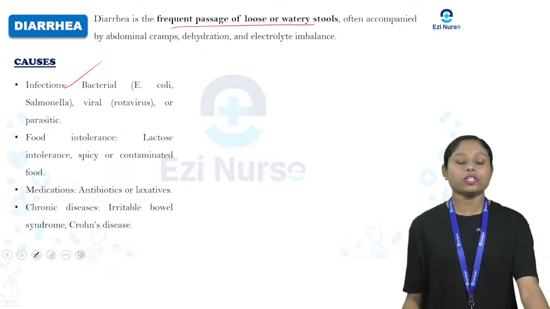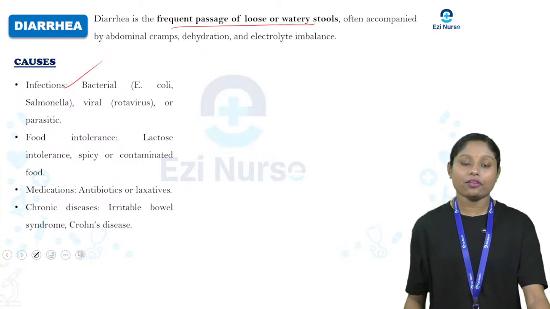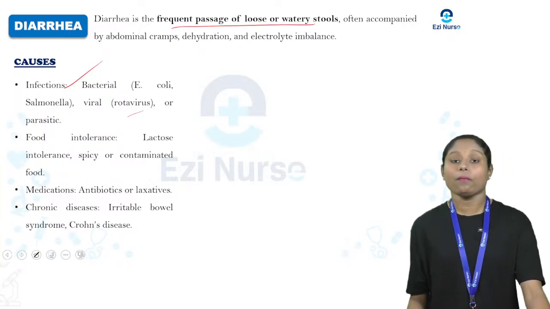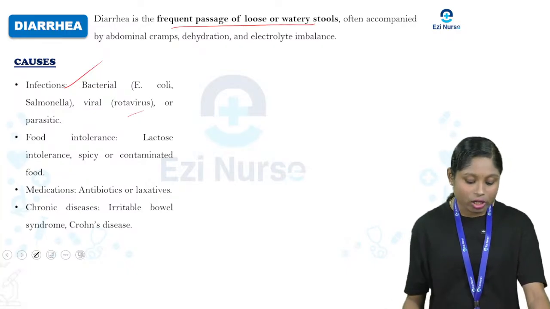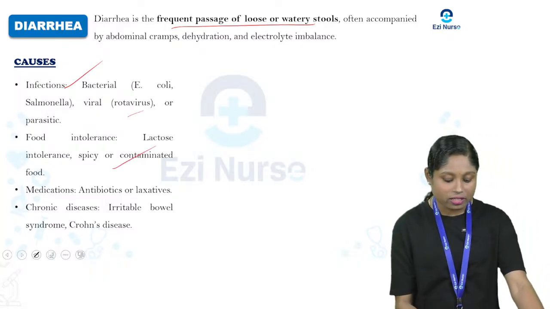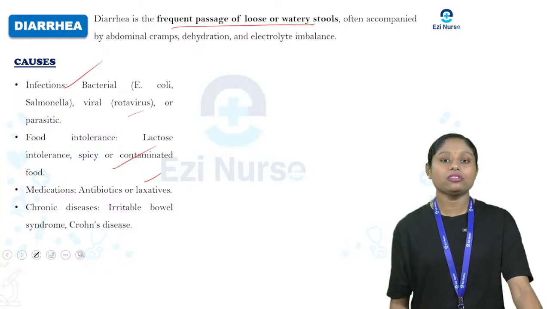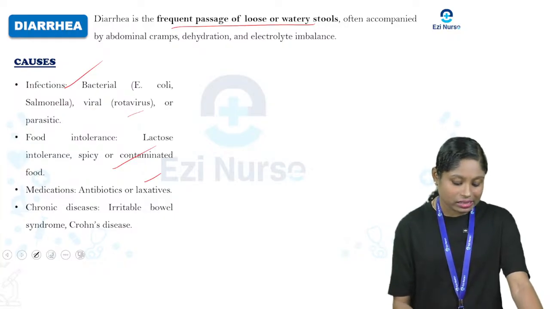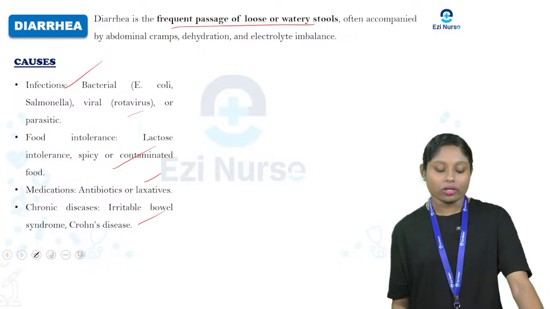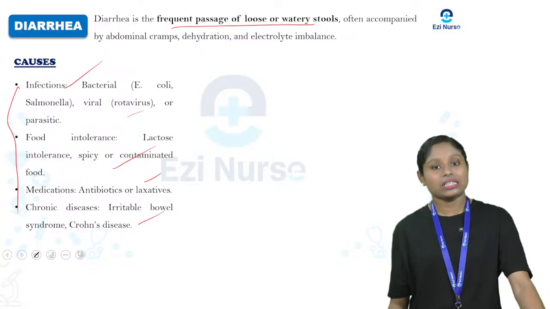Infection: bacterial infections like E. coli, Salmonella typhi, viral infections like rotavirus, or parasitic infections. Food intolerance, lactose intolerance, spicy or contaminated food. Next is medication, some use of antibiotics or laxatives. Chronic disease like irritable bowel syndrome or Crohn's disease. So these are the causes of diarrhea.